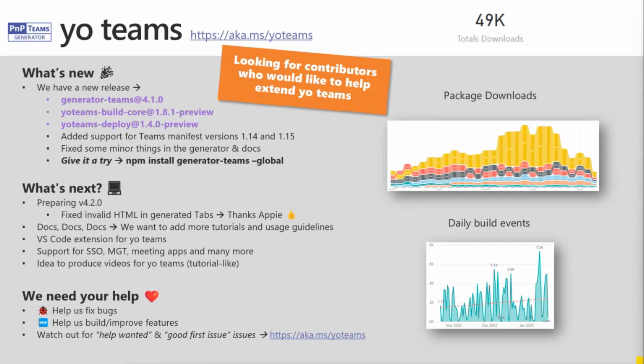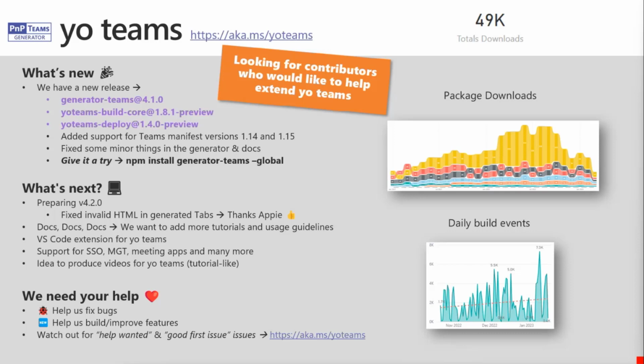I will give an update. New release, Generator Teams 4.1.0. We've got a Yo Teams build core 1.81 preview and Yo Teams deploy 1.4.0 preview. Added support for Teams manifest versions 1.1.4 and 1.1.5. So give it a try. You can do that using npm. What's next? Preparing for 4.2.